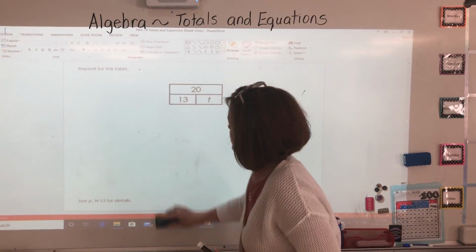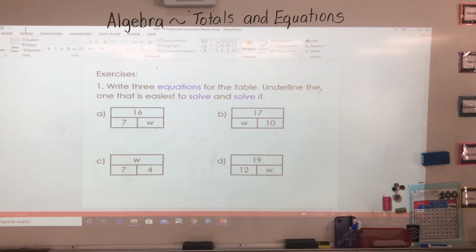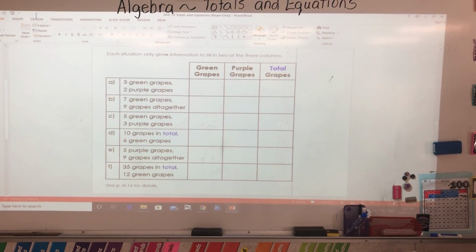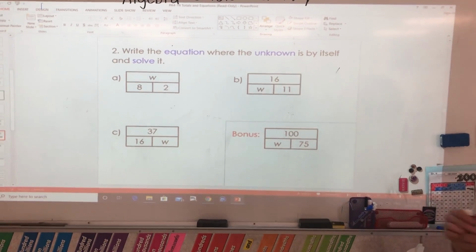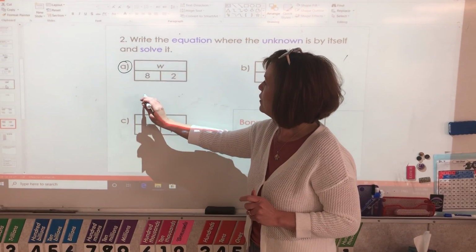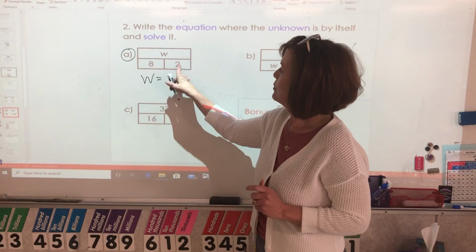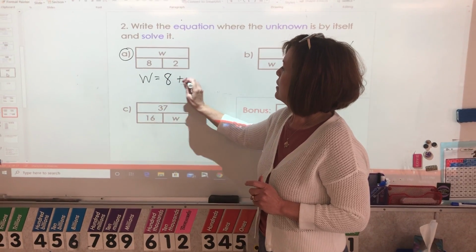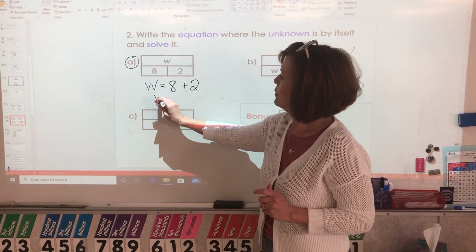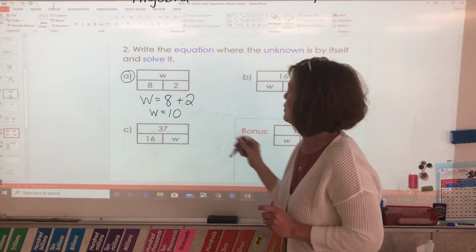All right. Hopefully these examples are starting to help you understand. Let's try some more. Let's look at this one, A, 2A. I've got a total, but it's missing, it's W. And my total equals part 1 plus part 2. So I now know that my total is 8 plus 2, so W equals 10. Total equals 10 or W equals 10.